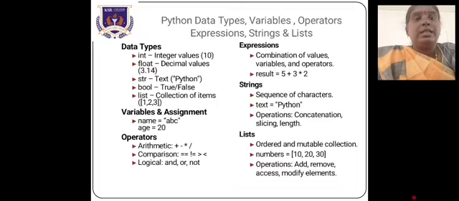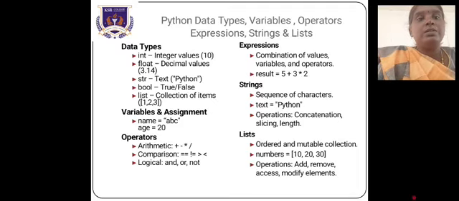The data types: int, integer values; float, decimal values; str, text values; boolean, true or false; lists, the collection of items. Variables and assignment: name = "ABC", age = 20. The operators: arithmetic operators, comparison operators, logical operators. Expressions, combination of values, variables and operators. The result is 5 + 3 * 2.